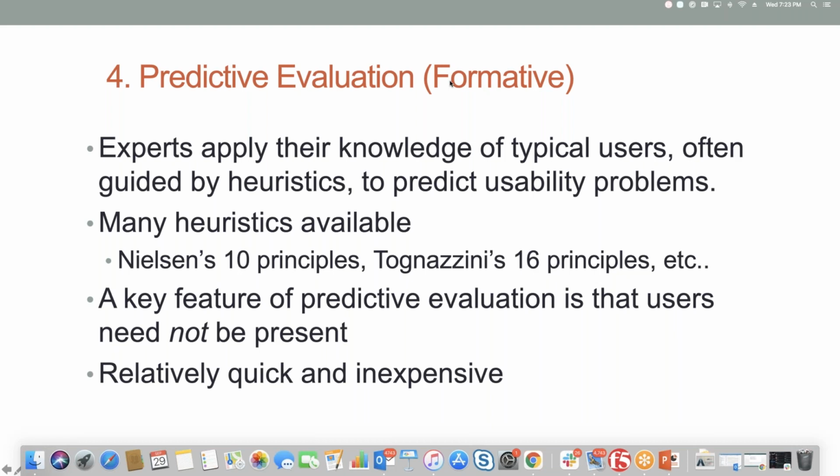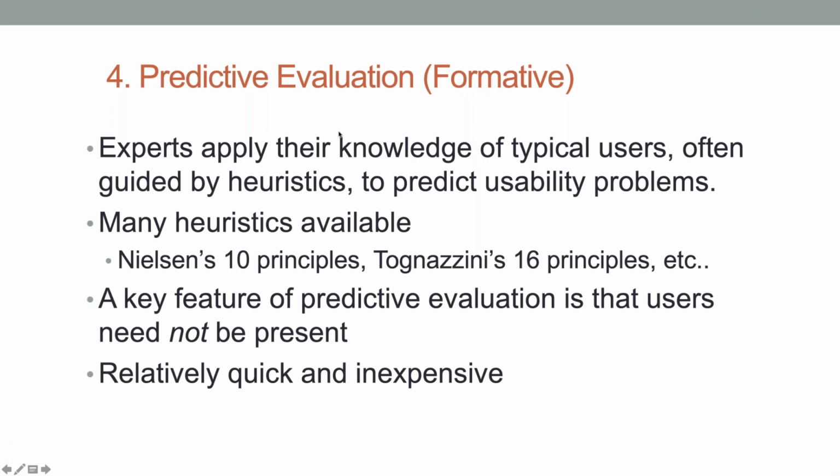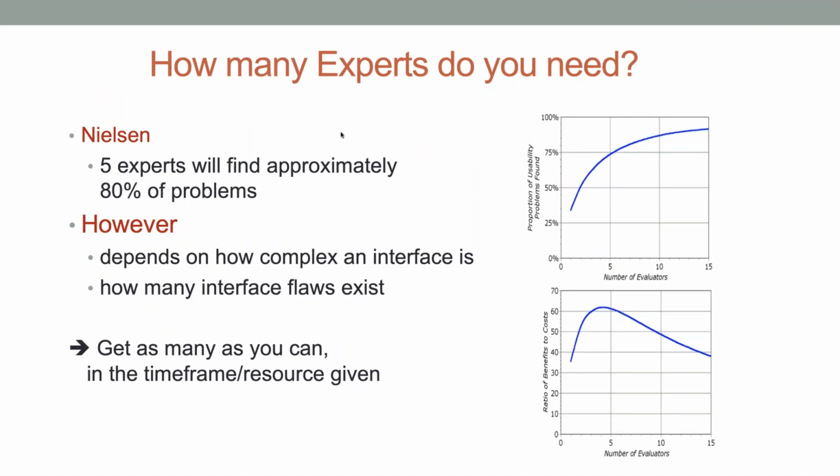A key feature of this is that real users don't need to be present, which means that this can be very quick and inexpensive. You could get an interface expert to come along and look at your user interface and within a few hours identify many of the problems with it. One of the questions is how many experts you need, and Jakob Nielsen says that if you have 5 people looking at your user experience, then they should be able to identify 80% of the problems in the system. It depends a little bit on how complicated your system is, but that's a pretty good number. So you can see it could be relatively fast to do that and also relatively inexpensive. So that's an example of the types of evaluations you can do.